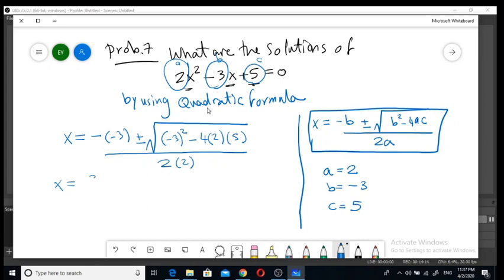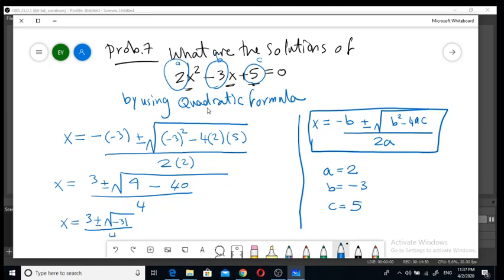Negative times negative, positive 3, plus or minus square root of negative 3 squared, which is 9, minus 4 times 2, 8, times 5, 40, over 4. Then x is equal to 9 minus 40, it will be negative 31. So we have 3 plus or minus square root of negative 31. So we have to use the imaginary numbers, over 4.